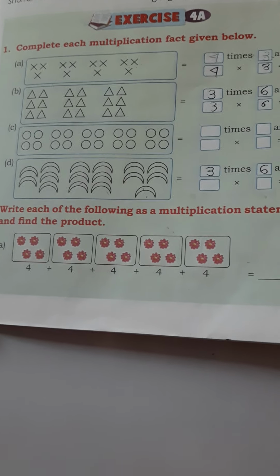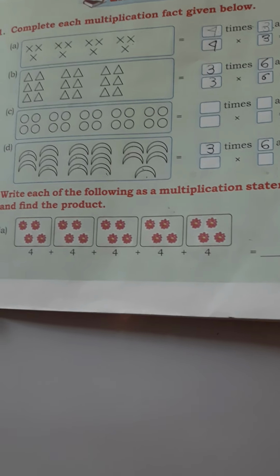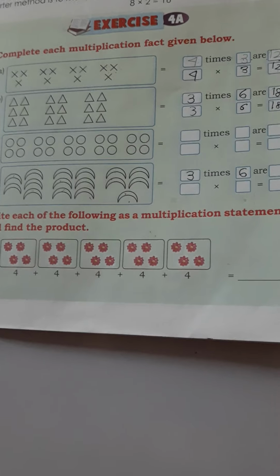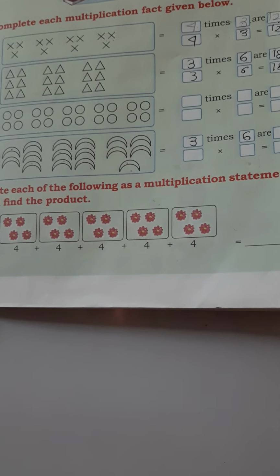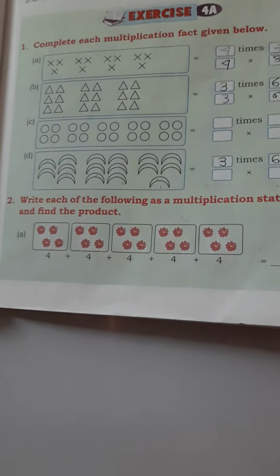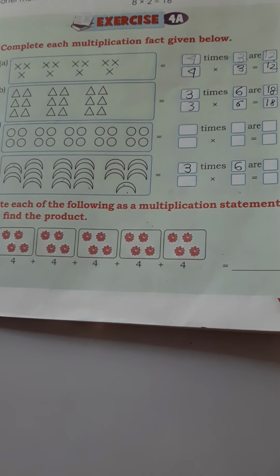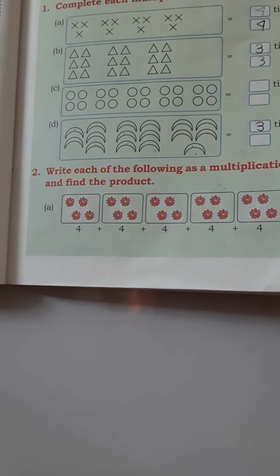And the shorter method is to multiply. When we have to do a short-time addition, that time we use the method of multiplication. If we use the multiplication method, we can easily get the product in a short time, and we can get the answer easily. So let's do today's board work.